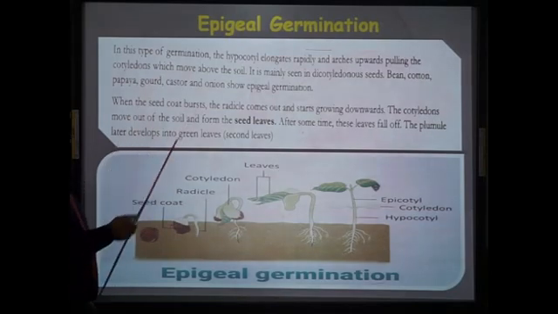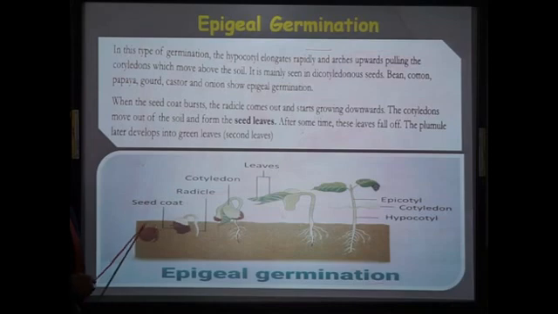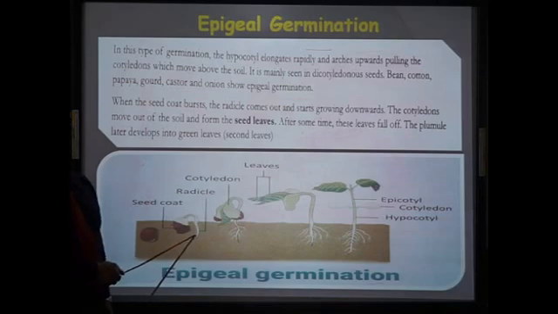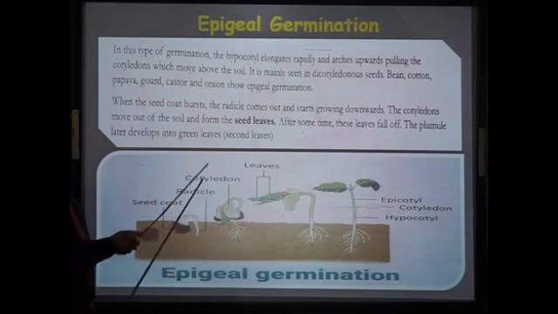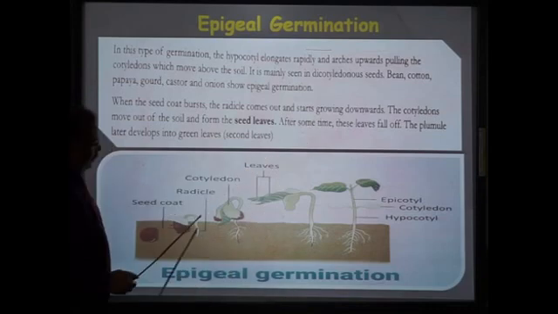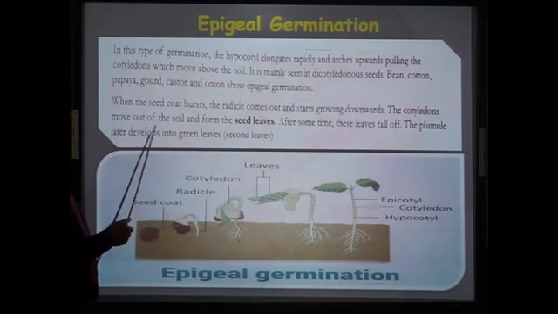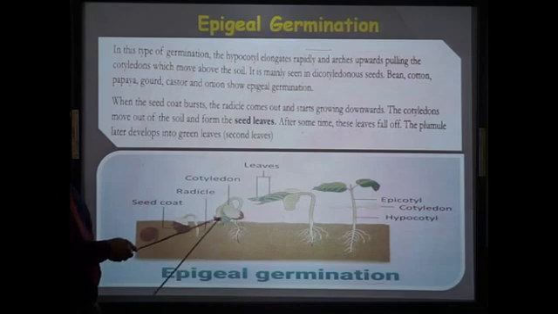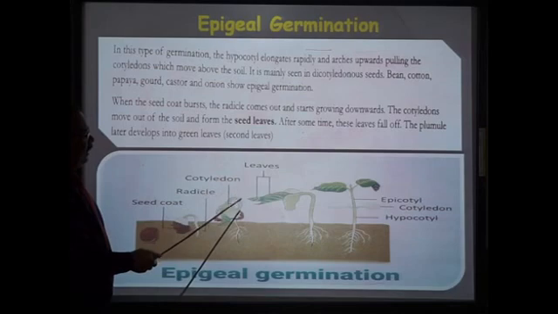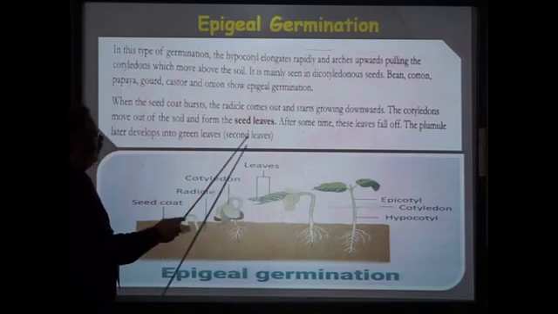When the seed coat bursts, in the first one you can see the seed. Here the seed coat is bursting. The radicle comes out. Radicle which turns into the root system. So this comes out and starts growing downwards, because later on it will become the root system. The cotyledons move out of the soil. Now here you can find the cotyledons moving above the soil and forming the seed leaves. So these are called the seed leaves.